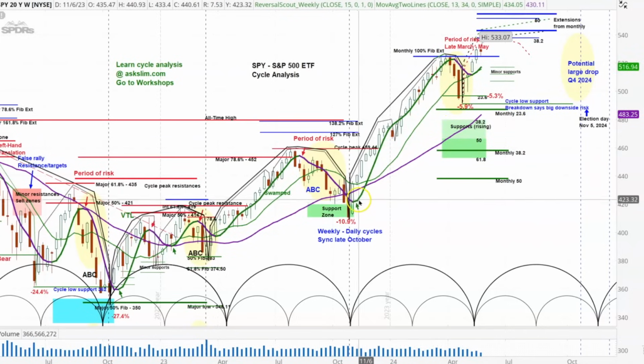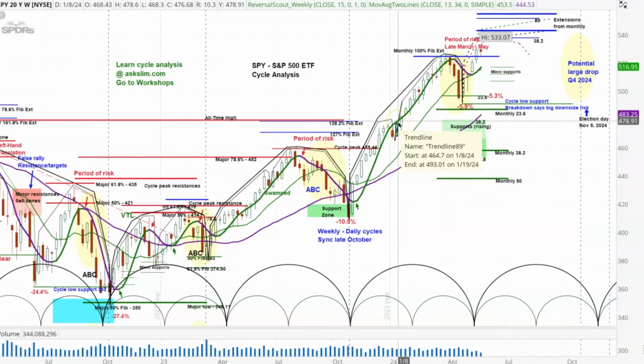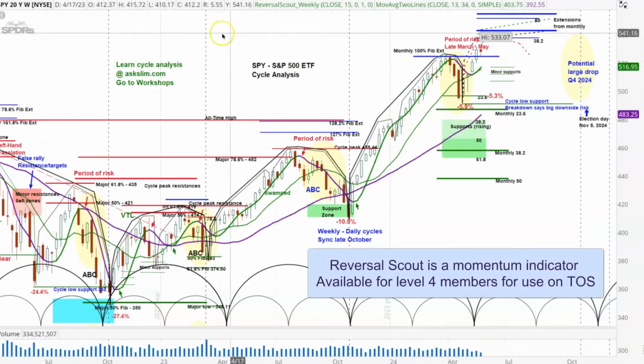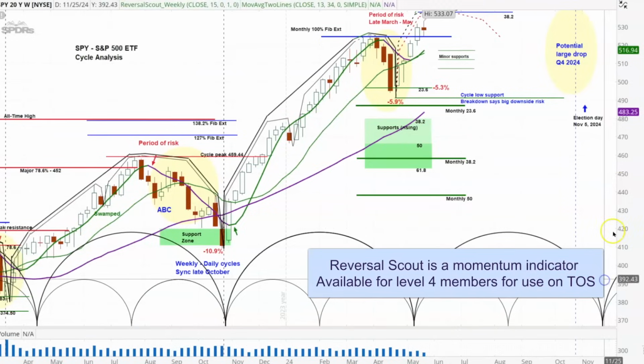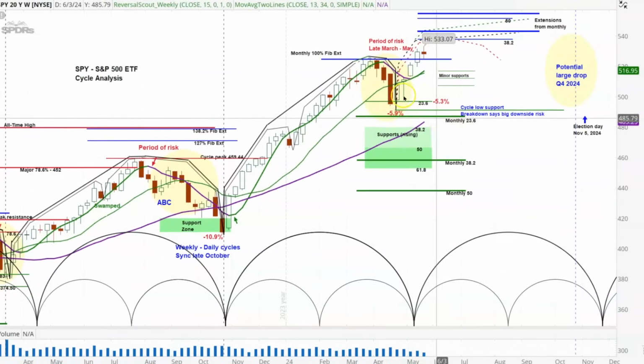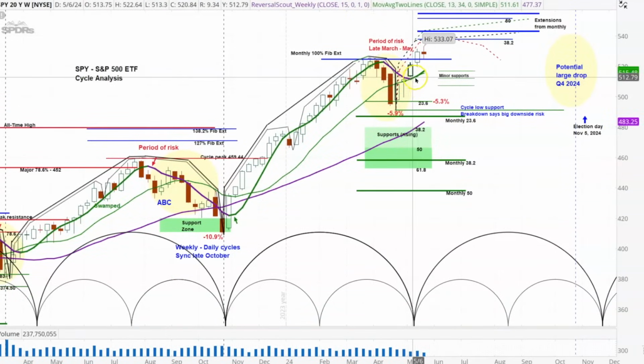And this is our reversal scout. This is one of those level 4 proprietary indicators that you can get if you're a level 4 member. And I'm just going to zoom in a little bit right here so you can see what we're looking at now. This is that next rising phase. Our indicator here has turned up, telling us that momentum is moving to the upside and other flows of money are coming in to the upside.